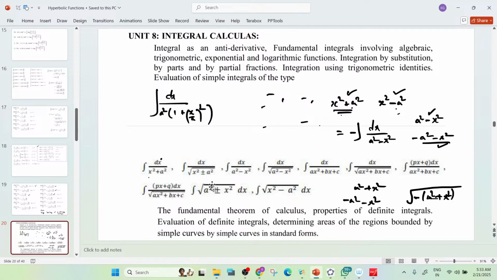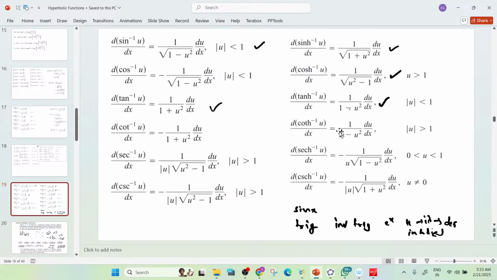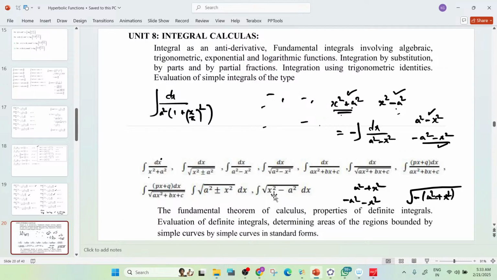One more thing. These two are not there. Can you see? These two you will not find. Whatever inverse trigonometric, inverse hyperbolic, all are 1 by something square or 1 by square root of something. All are 1 bys. So for the one with root of x square minus a square dx, I don't know what the proof is, or is it a square minus x square, I guess.